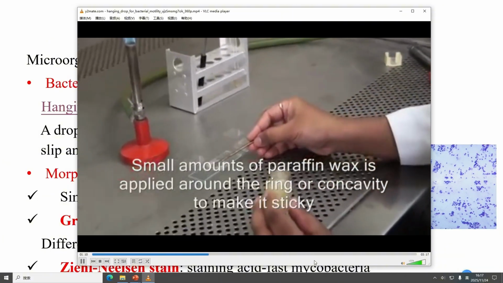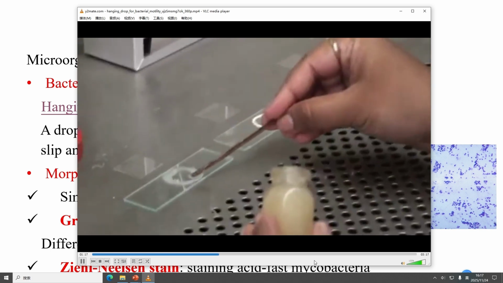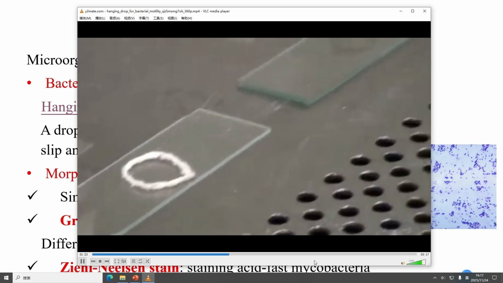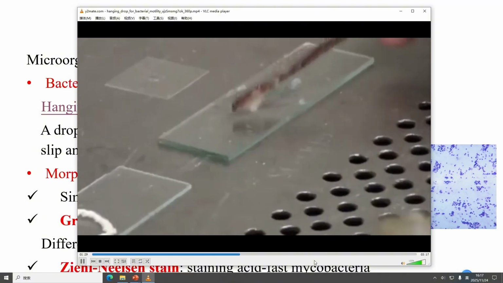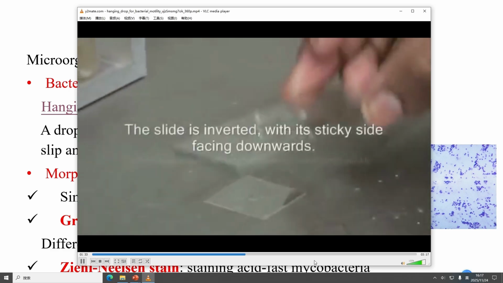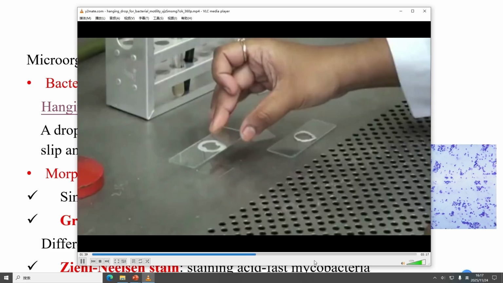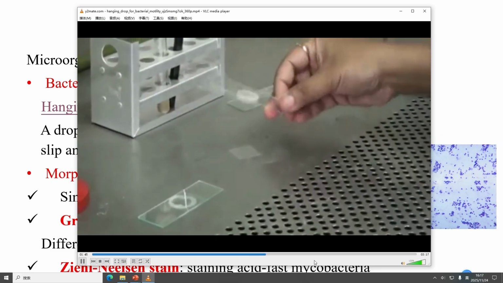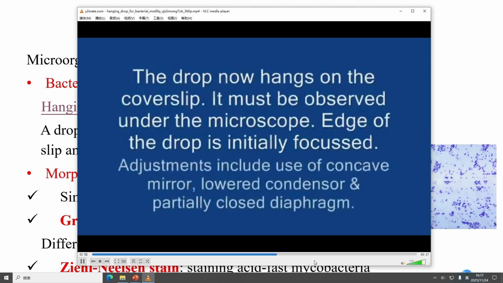Then you apply a little bit of paraffin wax on the glass slide. The paraffin wax is mineral oil, which is very sticky and hydrophobic. Put it on the glass slide. It can make some distance between the cover slip and the slide. Then you use the glass slide to stick to the cover slip. Then invert. Now you have the drop hanging from the cover slip. Then you examine the live bacteria with a microscope.